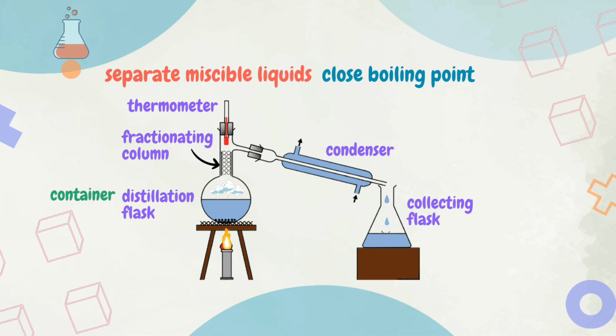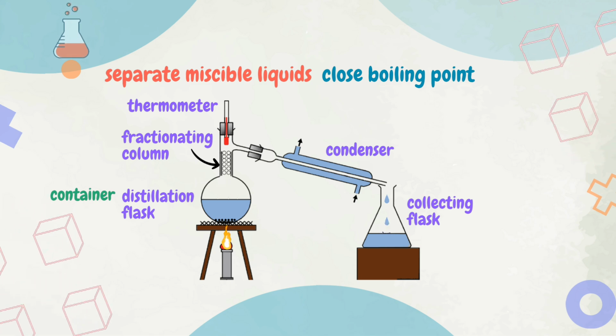Here's a riddle for you. What's something you can't see but can separate liquids with? Hint, it's the key player in fractional distillation. Keep watching for the answer.